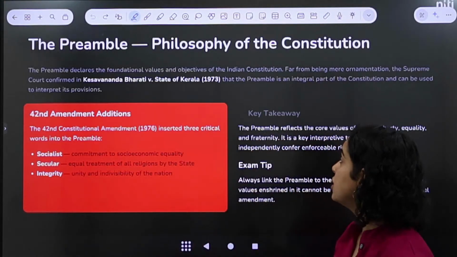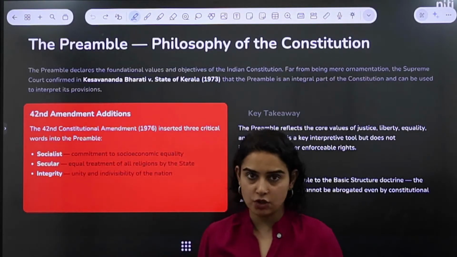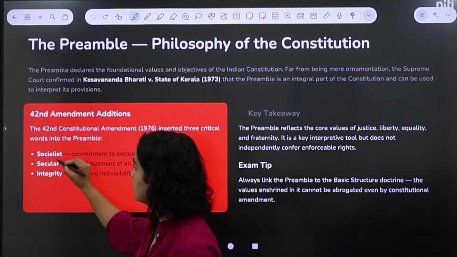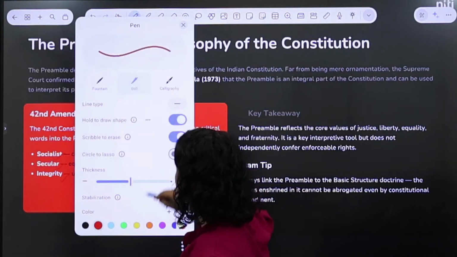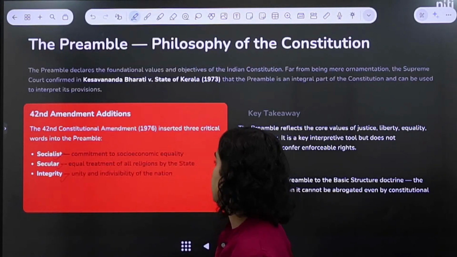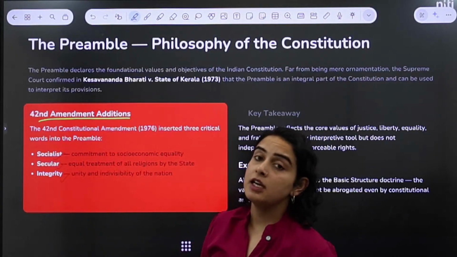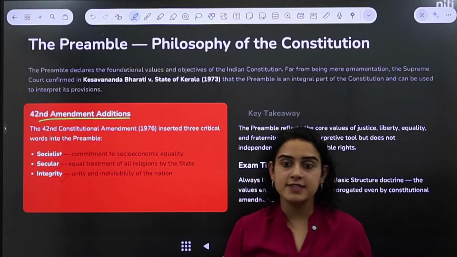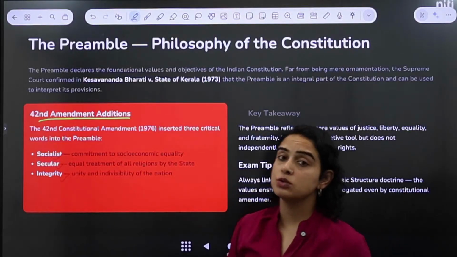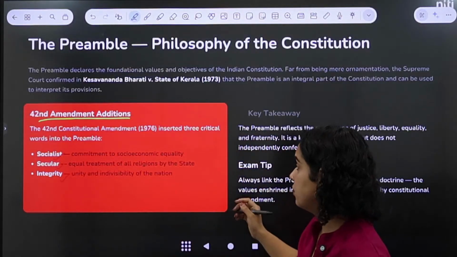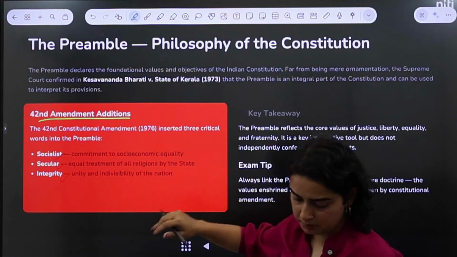Now, when the constitution was originally made, there were a lot of things that were not part of it. For example, words like socialist, secular, and integrity. These words were originally not part of the preamble. They were made part of the preamble by the 42nd Amendment. I have seen a lot of times that questions around the 42nd Amendment are tested. So if you know all of this, it's going to be much easier for you to understand and answer questions around the preamble.